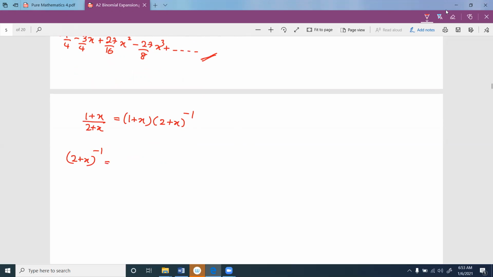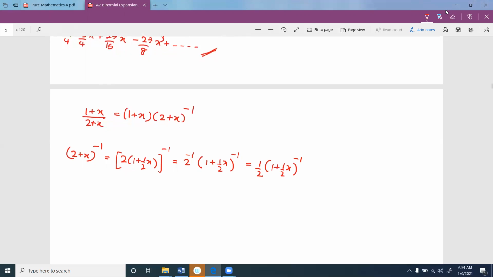You can take 2 out: 1 plus half x. When you take 2 out, 2 into 1 is 2, and 2 into half is 1, so it turns into 2 to the power minus 1. That is 2 to the power minus 1 times 1 plus half x to the power minus 1. So this is 1 over 2, times 1 plus half x to the power minus 1. Then we will do the expansion for this.